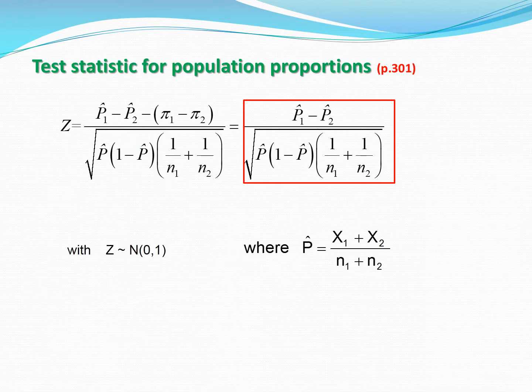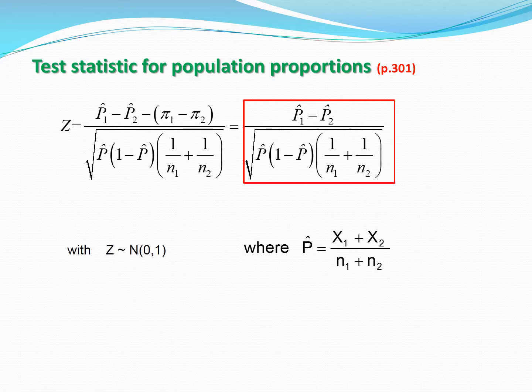The test statistic for population proportions is given by this formula, but under the null hypothesis we state that there is no difference between the population proportions, so we can simplify that formula to this. So above the line you have the difference between your two sample proportions. In chapter 9 we saw how to calculate that. It will simply be x divided by n for each of the samples. And then below the line you have a p-hat value, and this is calculated with this formula.